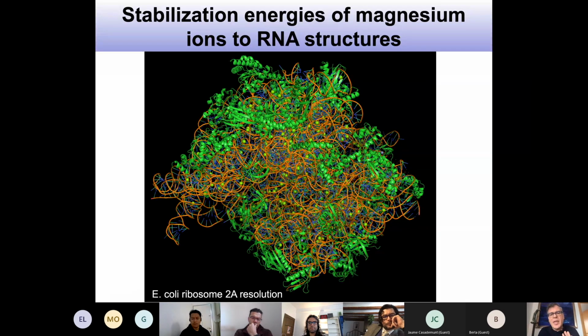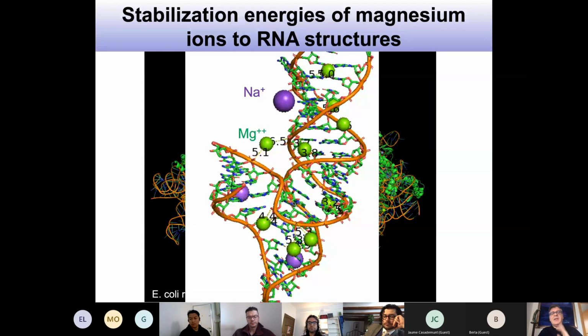It was published like 1 or 2 years ago, this beautiful structure, which is the highest resolution structure we have at this moment. Now, it turns out that this is stabilized by magnesium ions. In this structure, you see these green balls everywhere, which are magnesium ions. Magnesium ions are essential to form these three-dimensional structures. But the measurement of the magnesium binding energy is very difficult. There are very, very few methods and they are very indirect. But with optical tweezers, we can do that.